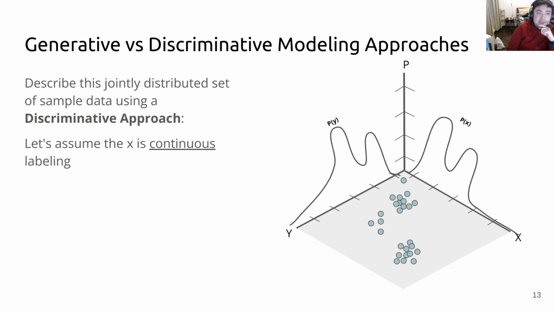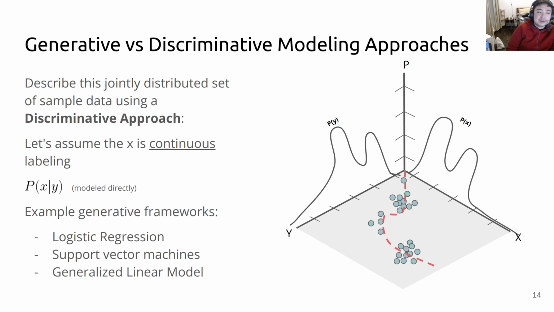Now let's do the same thing, but describe it using a discriminative approach. Remember, we're trying to describe the boundaries of this, and given y, what is the x going to look like? When we do that, it's going to look similar to a regression problem, because regressions are discriminative approaches.